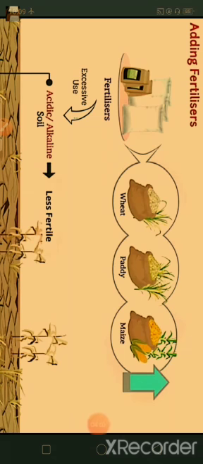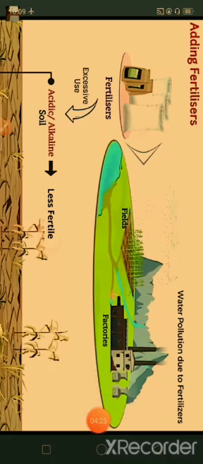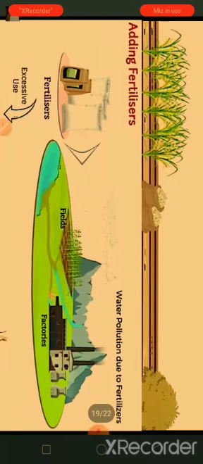So each coin has two sides. Similarly, if fertilizers are used in excess, what will happen? It will turn the soil acidic or alkaline, and slowly and gradually the fertility of the soil reduces. One more thing, adding fertilizer can cause water pollution also, by entering the river areas.